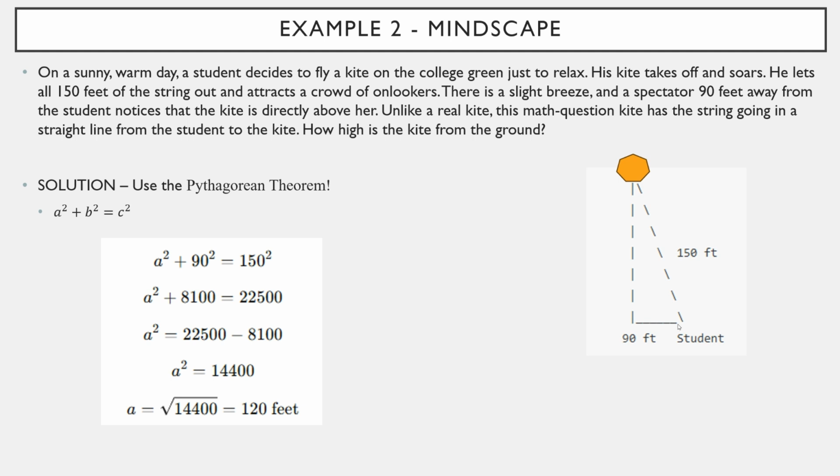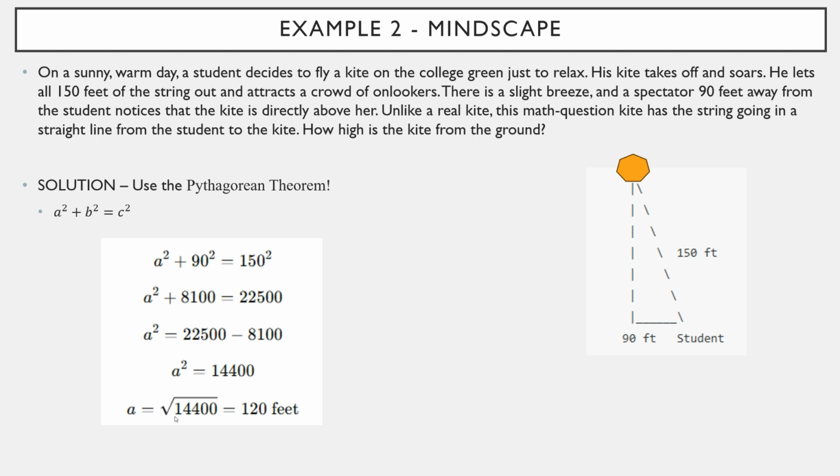So a squared plus, I know this distance here is 90. So 90 squared is equal to the hypotenuse squared, which would be 150 squared. We saw 90 squared is 8100. So a squared plus 8100 is equal to 150 squared, which gets you 22,500. Subtract over the 8100, and you get a squared is equal to 14,400.